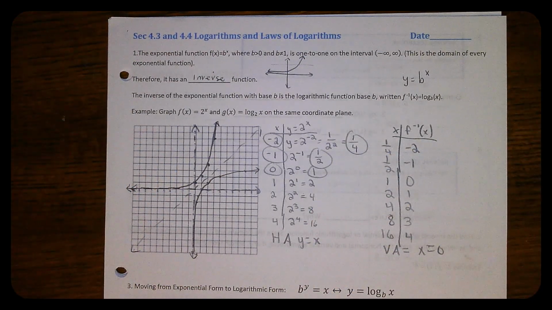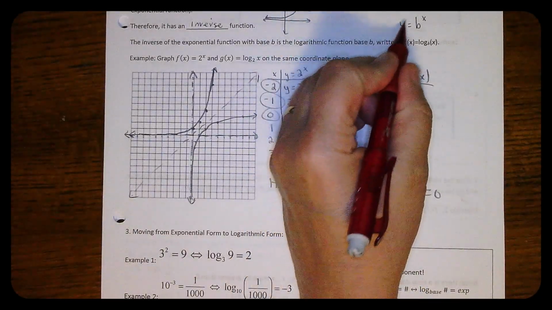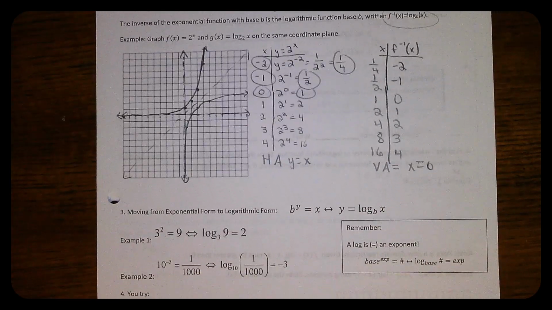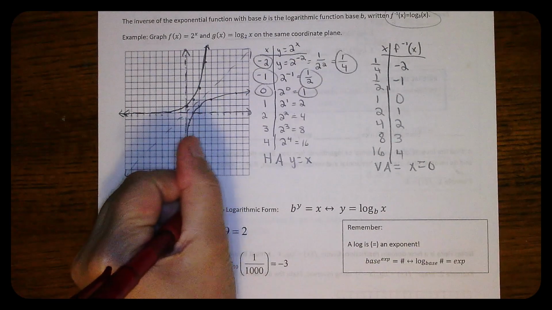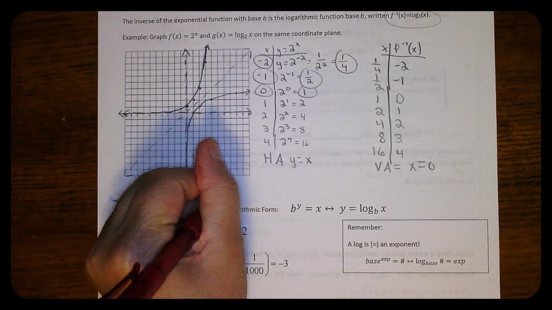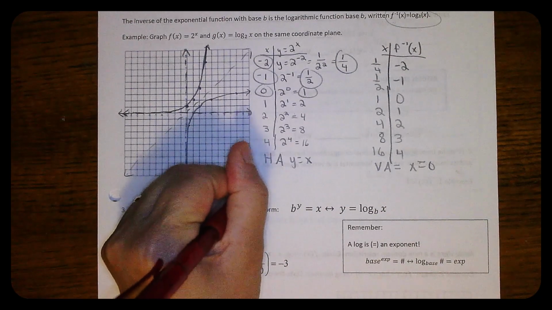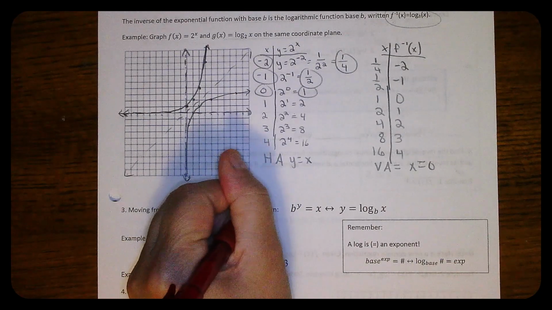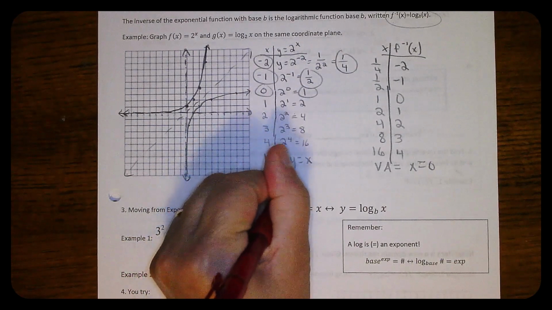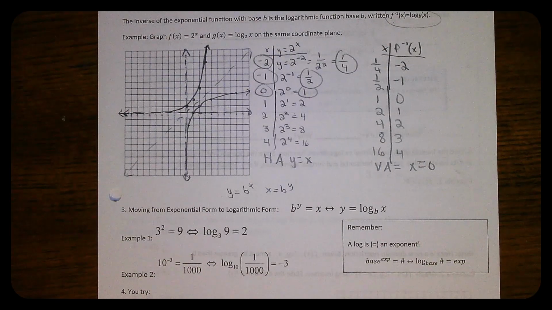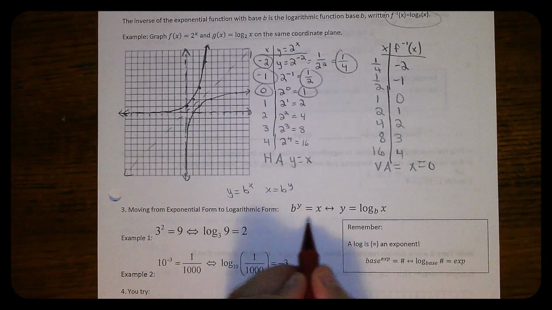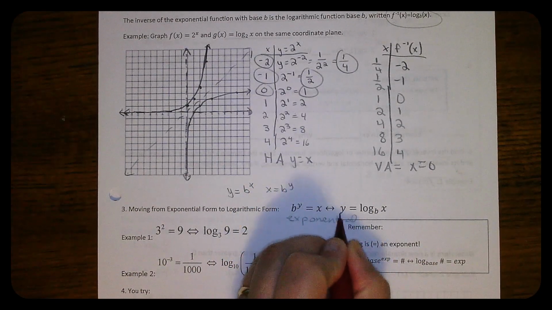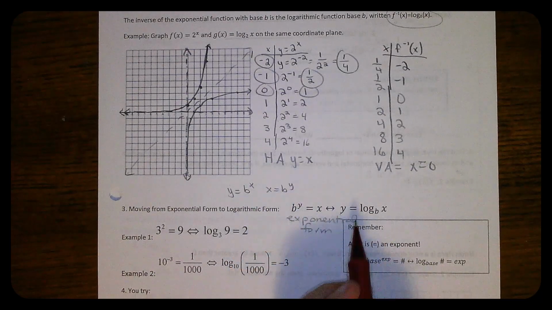Okay, so how do we get from exponential form to this log function? Well, again, it's because they're inverses. So if we have y equals b to the x, and we want the inverse, remember what you do is you switch the x's and y's, which becomes x equals b to the y, which is what we have here. And then we can convert this. This is exponential form. And you have to memorize this.